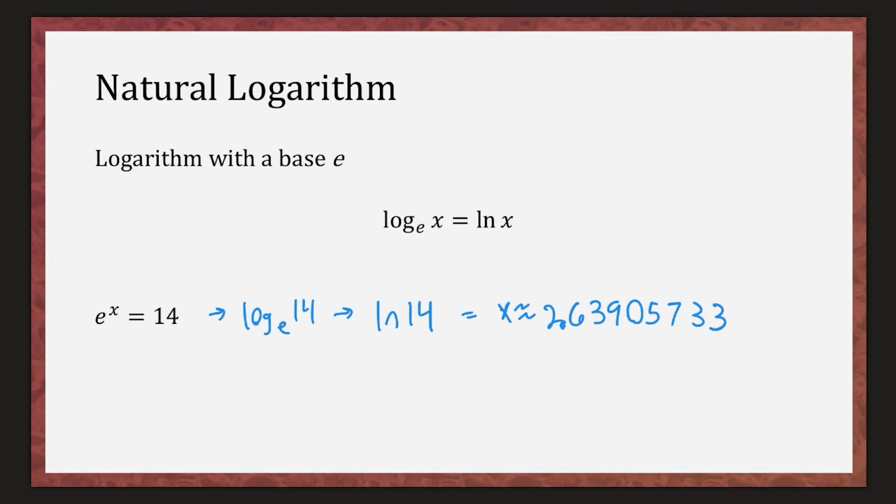2.63905733. Most scientific calculators have an ln button on them. Typing in just ln of 14 and hitting enter, that's what you'd get. And it keeps going after that, but the calculator I'm using only has that many digits. It only has 9 digits, or 10 if you count the decimal point. So there you go. That's what a natural log is. It's a logarithm with the base e.